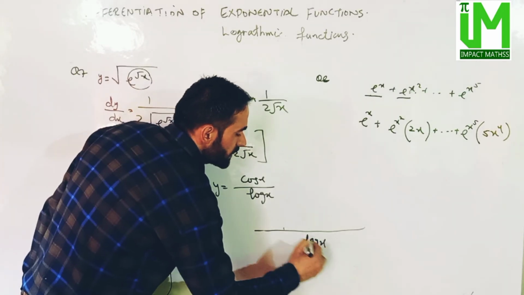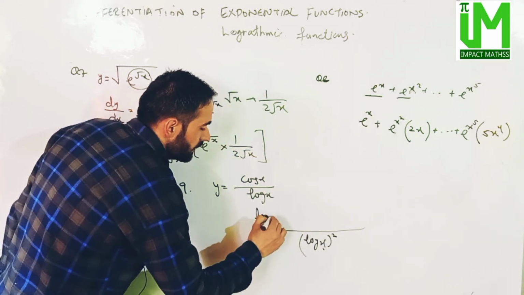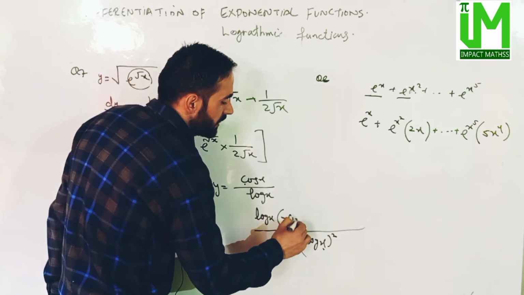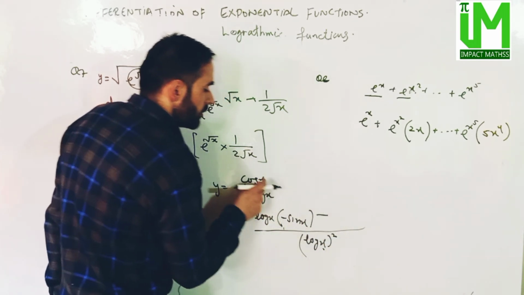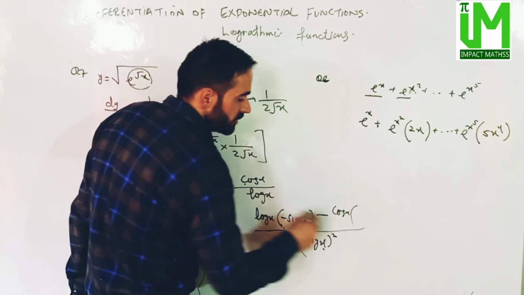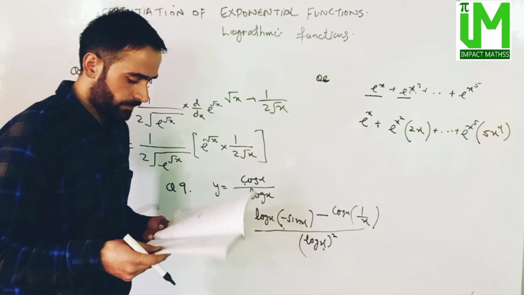So it will be log of x whole square into log of x into d by dx of cos x. What will be derivative of cos x? Minus sin x. ठीक है, फिर minus cos x as it is, cos x into log x derivative, what will be that? 1 by x. ठीक है, बड़े steps में simplify करें.